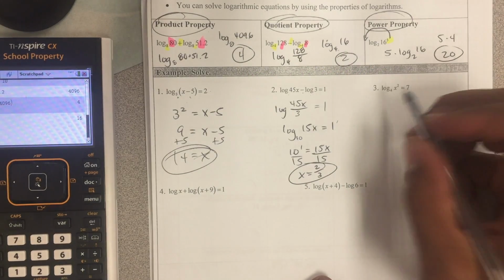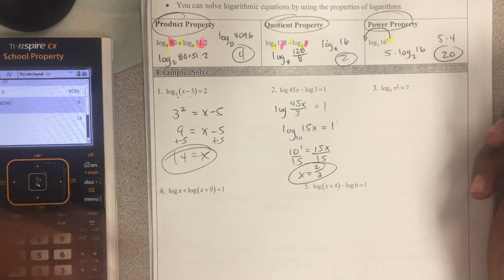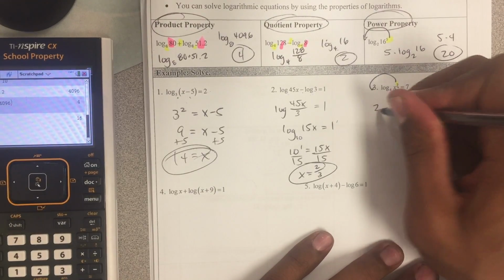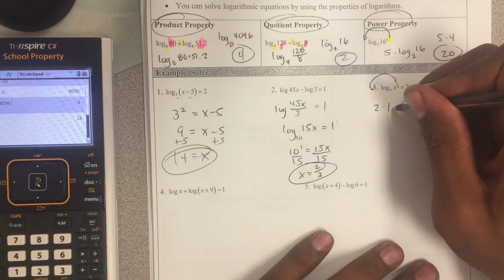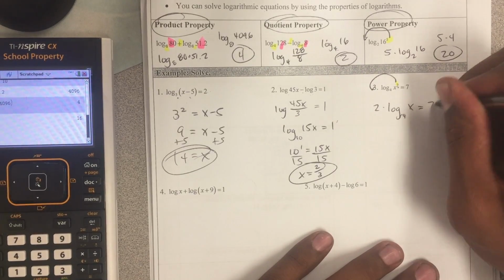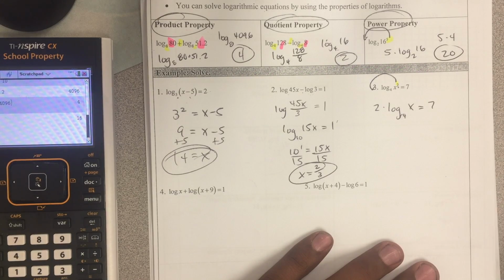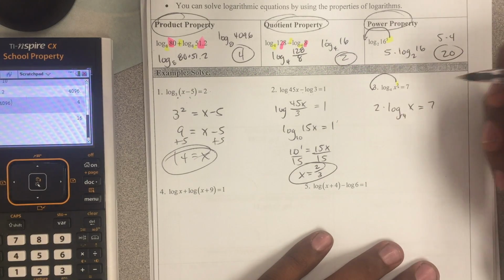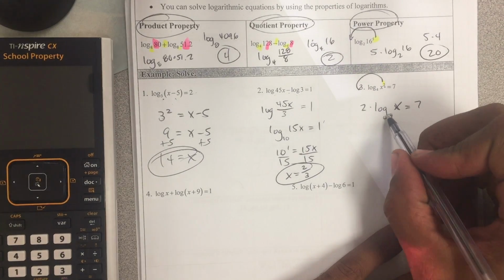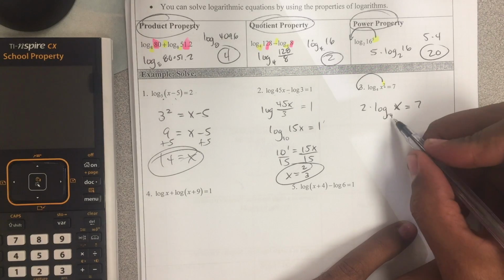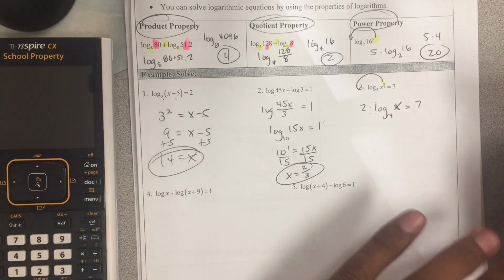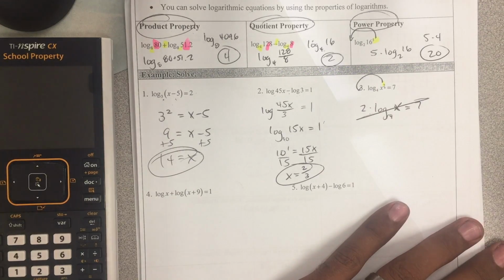Okay, so now this one, I noticed that I've got an exponent. So if I have an exponent, I bring that to the front, so it's 2 times log base 4 of x is equal to 7. Now, as I'm looking at this, I'm like, okay, well, now what do I do with that? Can I simplify this? How? Okay, so that didn't work. So now I've got to try a different rule.